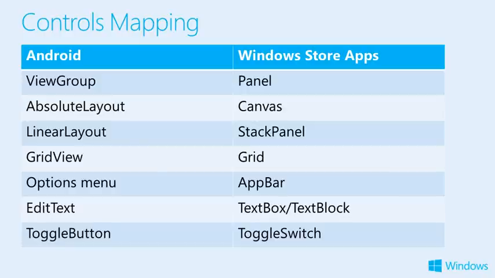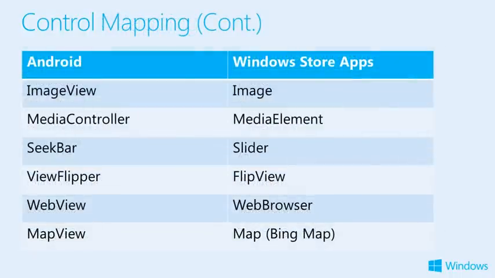And toggle switch is like toggle button. It is used to toggle between two states. Again, image control is similar to image view. It can be used to show bitmap, PNG or JPEG format files, or streams. Media element is equivalent to media controller. It controls the playback of video and audio. Slider is like seek bar, which allows users to select from a range of values. Flip view is a substitute for view flipper. It's used to display and flip items one by one.